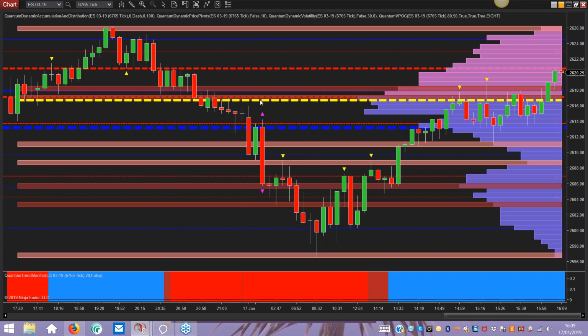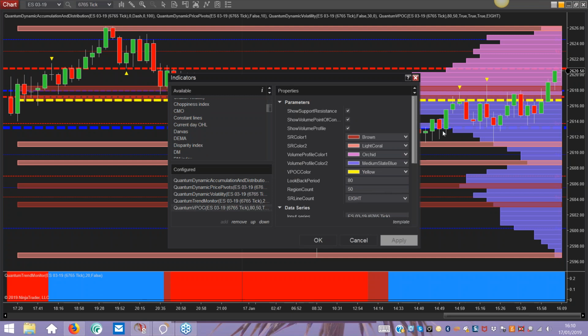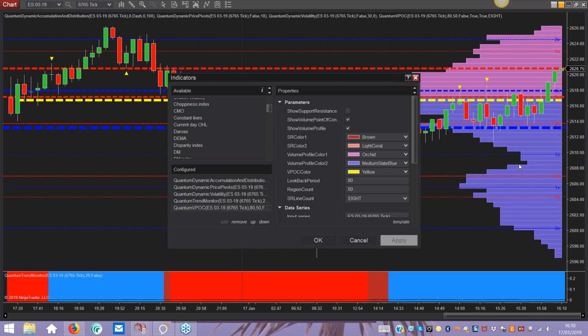Just go into the indicators. Sorry, Dan? Oh, there we go. Sorry, I don't know what was happening there. If I go into the volume point of control here, you can either have show support and resistance. I've got it ticked on, but if I tick it off and just apply that, then it will remove them. And that's really all it's about.